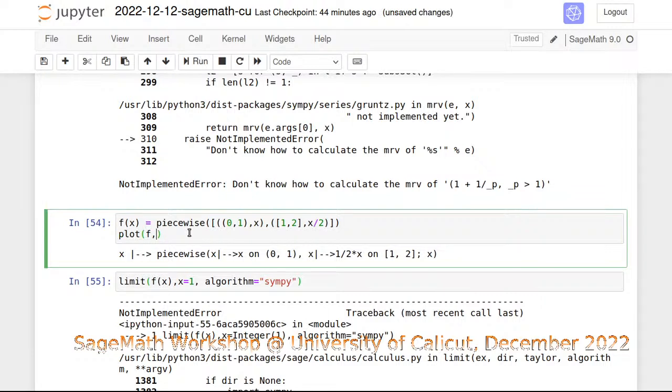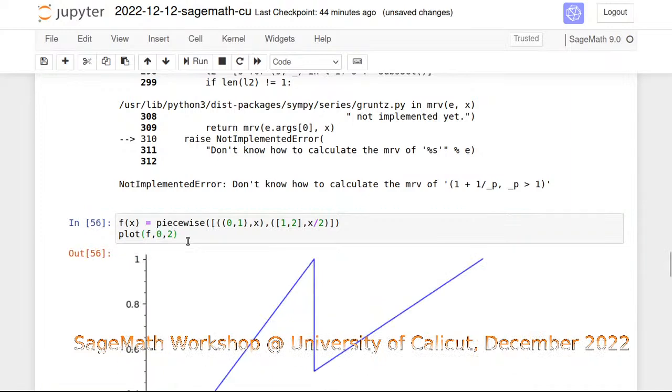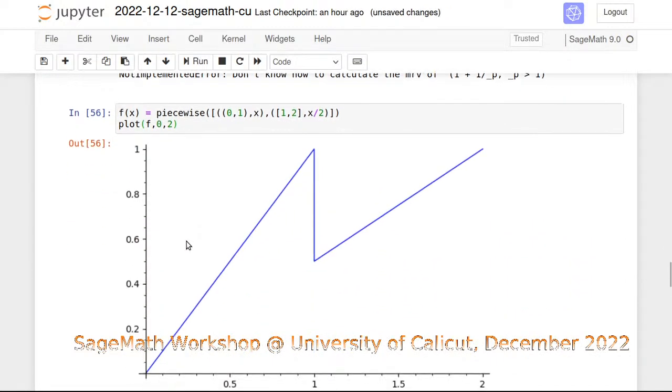Plot this function within the range 0 to 2. Will it work? Okay, the plot function is working, but the limit is not working. Piecewise.